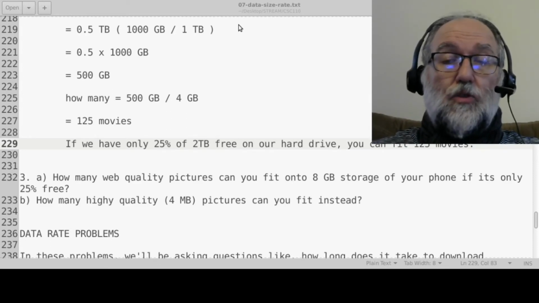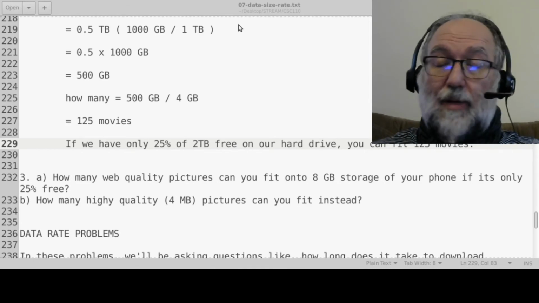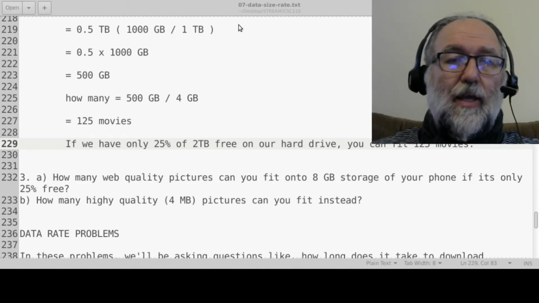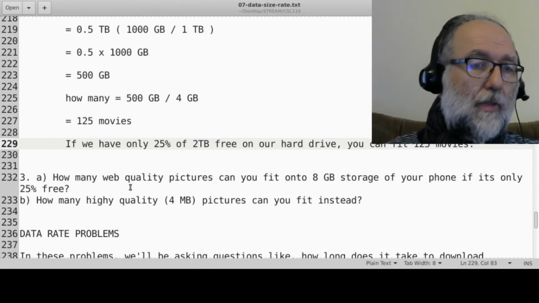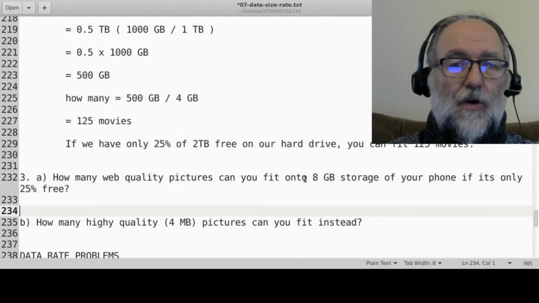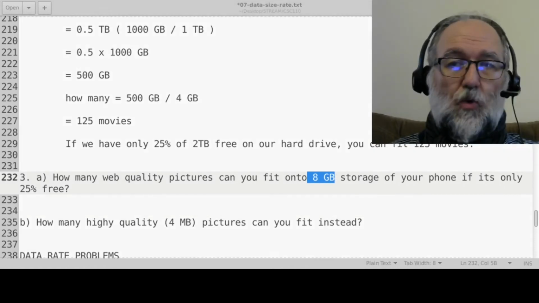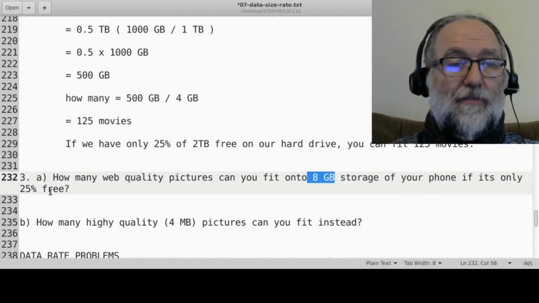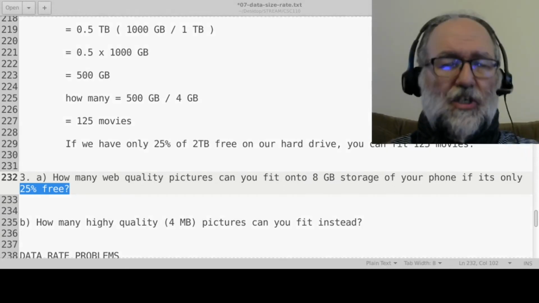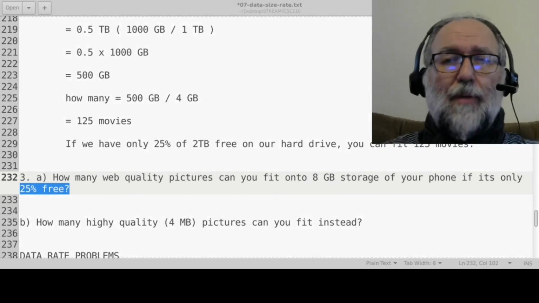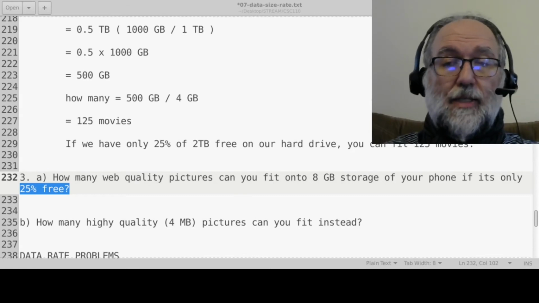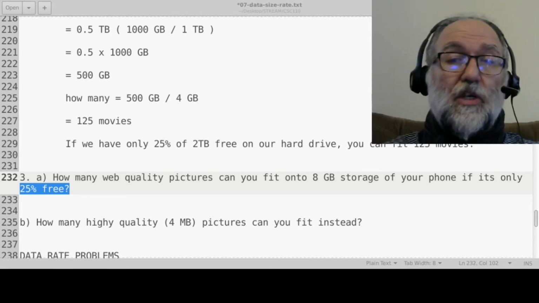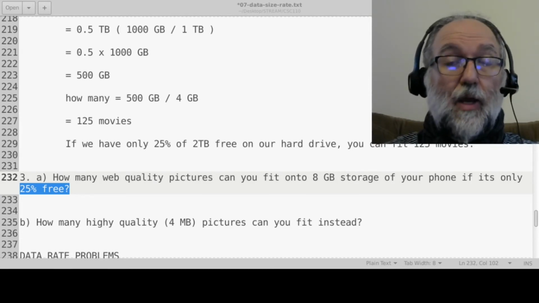And you might wonder, well, do I have enough space on my phone? Like how many of these low-quality images could I fit? And so let's do that question. Again, I'm going to assume that the phone has only 8 gigabytes of storage, and it's 25% free. I could have done a different fraction, but you get the idea. Now, 8 gigabytes is a bit small for a phone. My old phone was 8 gigabytes. My current phone is 16 gigabytes. But better phones will have like 32 or even 64 gigabytes of memory.